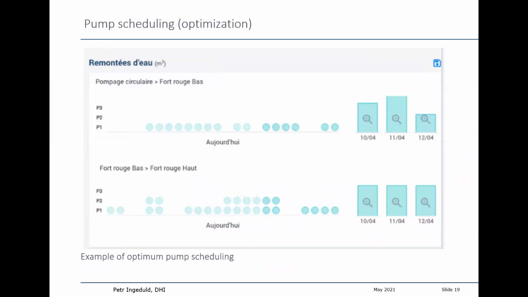And this is output from the optimization model. It runs twice per day, and every time it runs for each pump station, it develops a plan how the pumps need to be operated. So here we have Fortouche Bas pump station, and here we have Fortouche Hall pump station. And these pump stations, they have 3 pumps, and the dots represent how many pumps are running at a certain point of time.